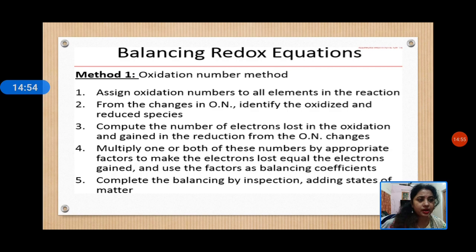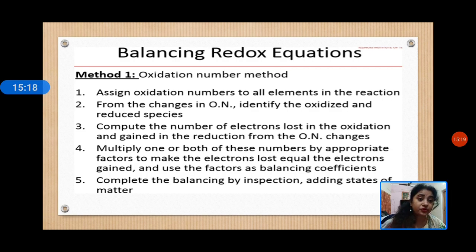Once you understand, you only have to learn the rules, steps. By following those steps, you will be able to balance the equation. Just learn. Sit for 10 minutes, 20 minutes and learn these steps, the important steps. Then you will be able to balance the redox reactions easily.